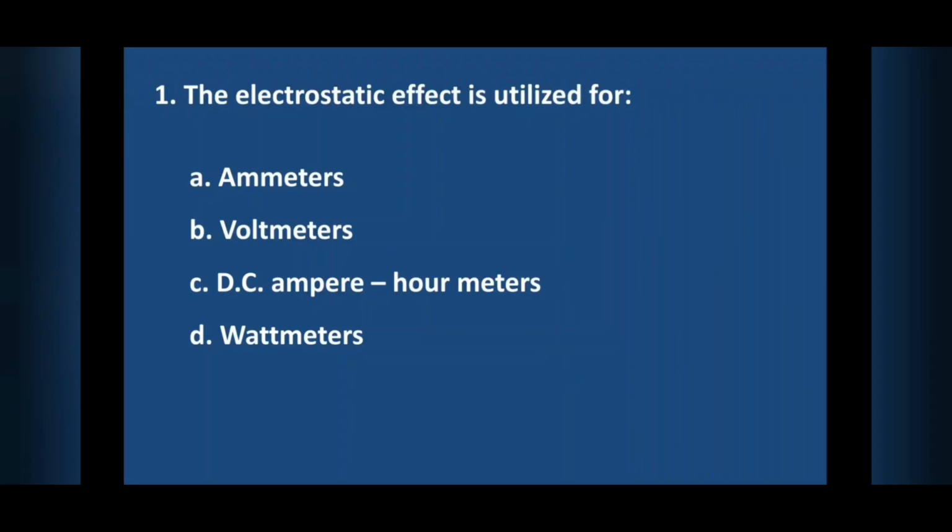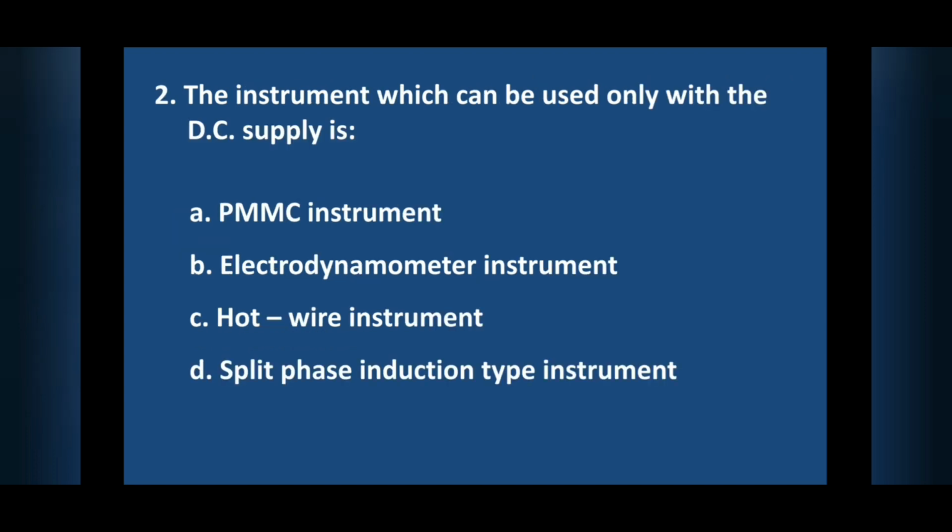Question number 1. The electrostatic effect is utilized for. Answer is option B, voltmeters. Question number 2. The instrument which can be used only with the DC supply is. Answer is option A, PMMC instrument.